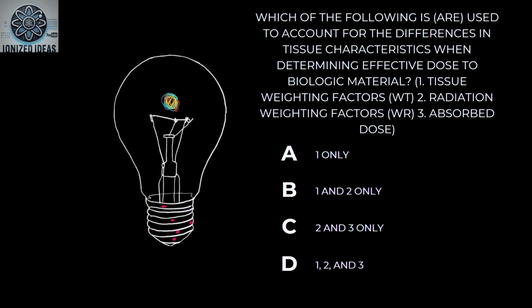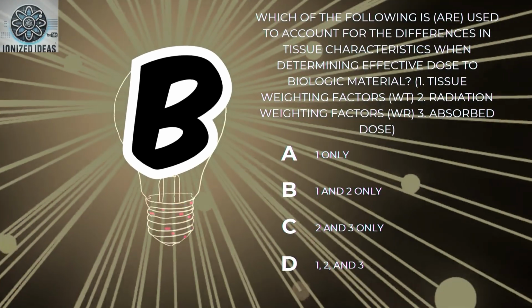Which of the following are used to account for the differences in tissue characteristics when determining effective dose to biologic material? 1. Tissue weighting factors, WT. 2. Radiation weighting factors, WR. 3. Absorbed dose. A. 1 only. B. 1 and 2 only. C. 2 and 3 only. D. 1, 2, and 3.